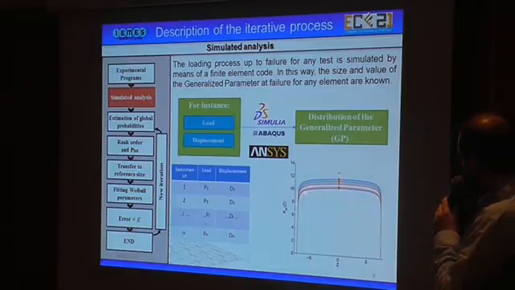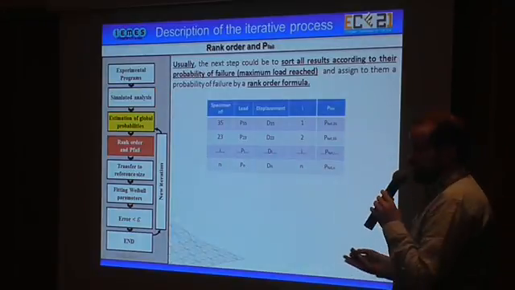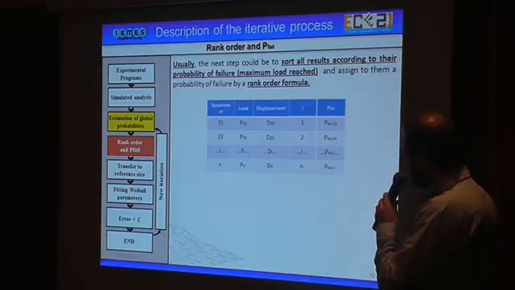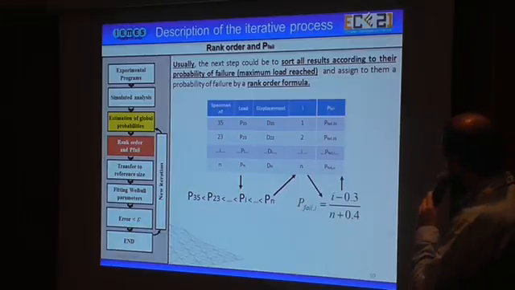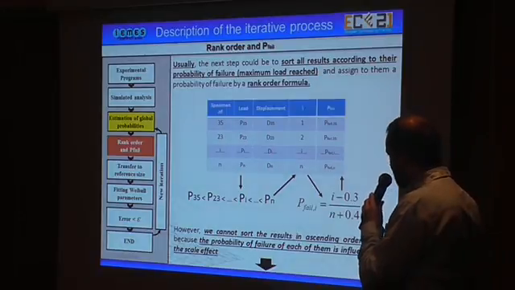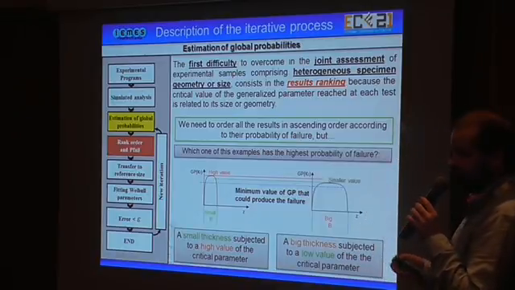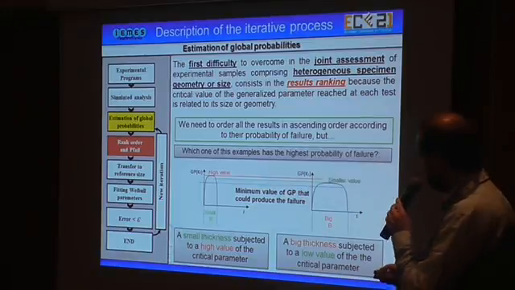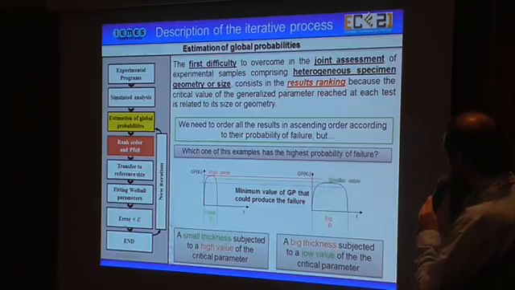So we need to obtain the variability of the stress intensity factor along the crack front. And usually the next step in a probabilistic model is to sort in ascending order all the results according to the load obtained in the laboratory and assign to each a probability of failure according to a rank order formula. But here we have a problem, because each value obtained in the laboratory is related with a size. So we need to order all results in ascending order according to their probability of failure, but which one of these samples has the highest probability of failure?